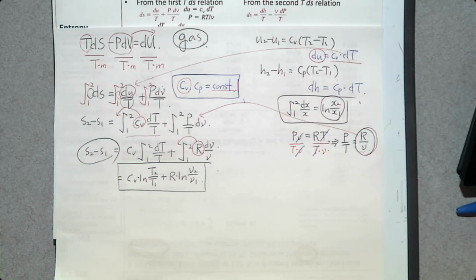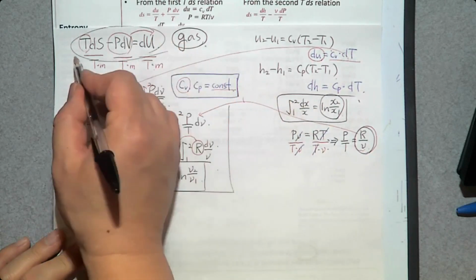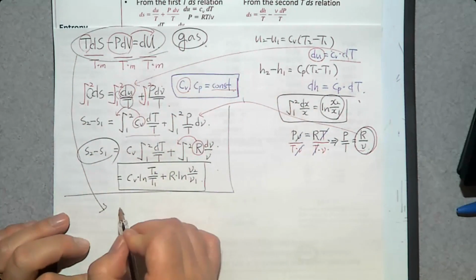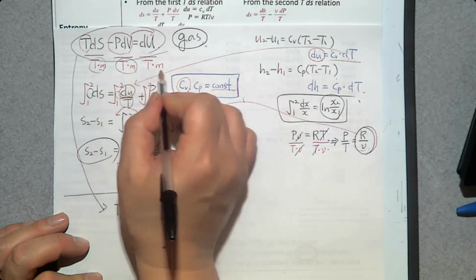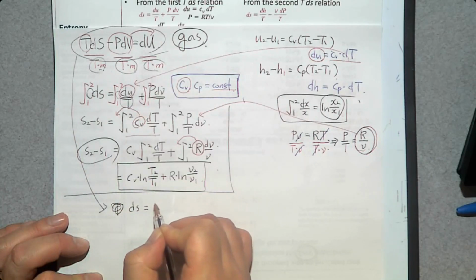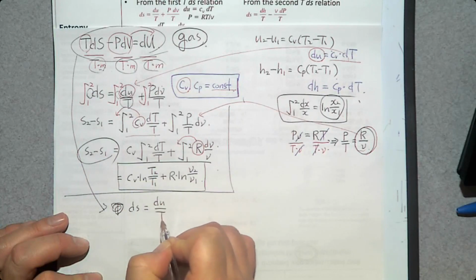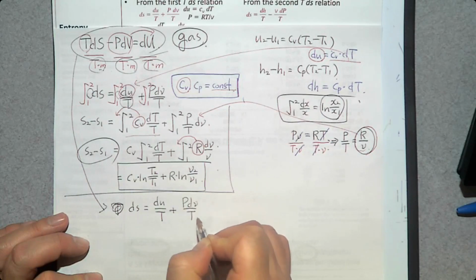Oh, wait. I told you that there are 3 equations. So where are the other 2? In the same way, in the same TDS relation. So let me study this equation one more time. So now let me divide by T, temperature times mass. So we have ds is du over T plus PdV over T.